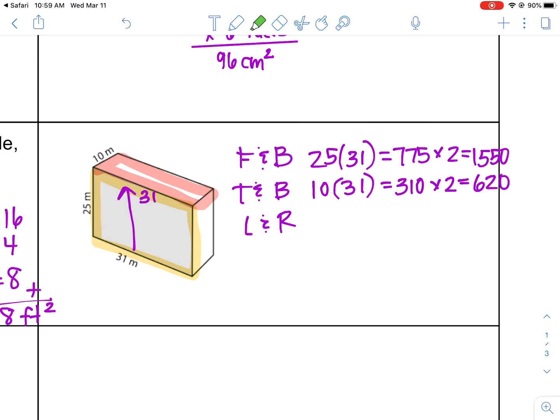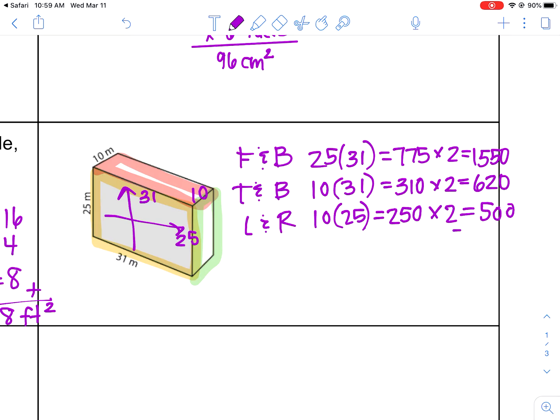And then I have my left and my right. I have to transfer some measurements again. I know this is 10. That 25 squeezes over, and that's 25. So I have 10 by 25 for that, which is 250. Again, there's that hidden shape in the back. So we multiply by 2 to get 500.